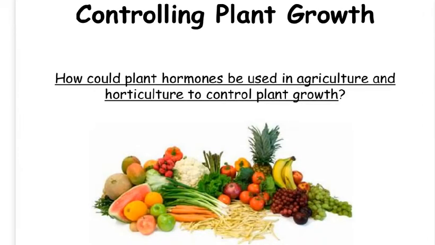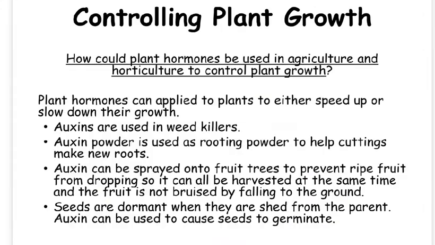So how could plant hormones be used in agriculture and horticulture to control the growth of plants? Plant hormones can be applied to plants to either speed up or slow down their growth. Auxins are used as selective weed killers.